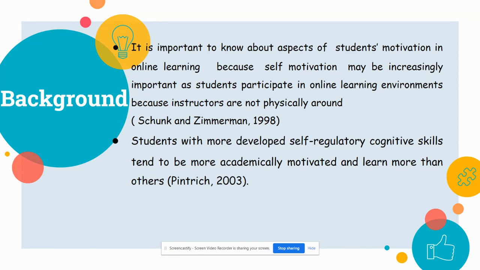Another study, by Pintrich 2003, also mentioned that students with more developed self-regulatory cognitive skills tend to be more academically motivated and learn more than others. So these are some of the background information. I'm trying to include some more later on, but this is it. I'm interested in knowing about students' motivation when they are forced to do online learning. It's not actually an option, but they are forced to.